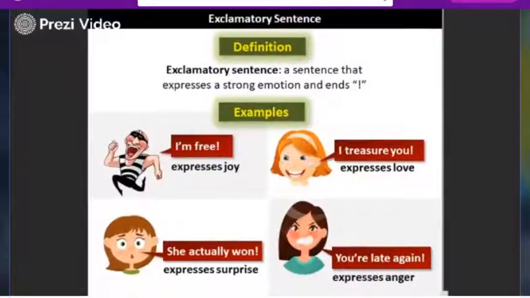Now let's see, an exclamatory sentence, like I have told you, shows emotions. I am free. I treasure you, expressing love. She actually won. A surprise. You're late again, expresses anger. Okay?